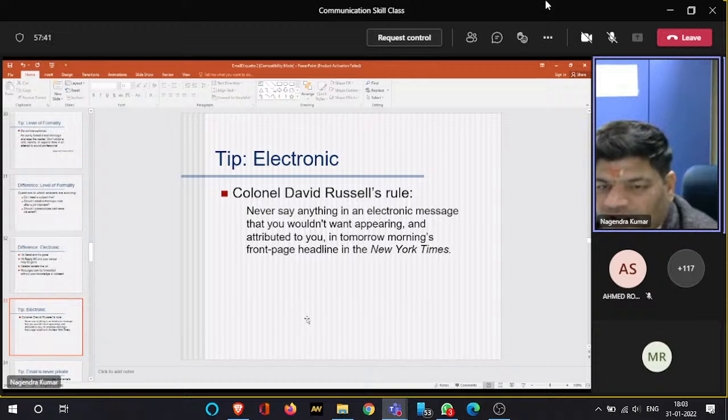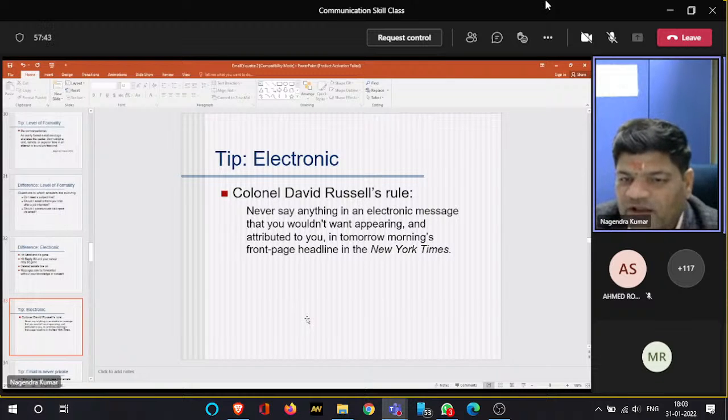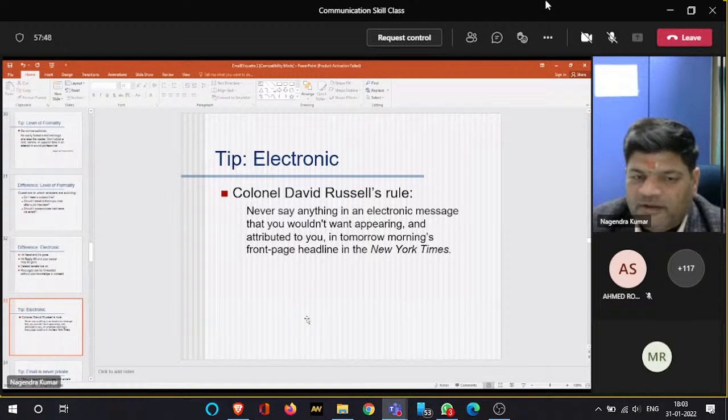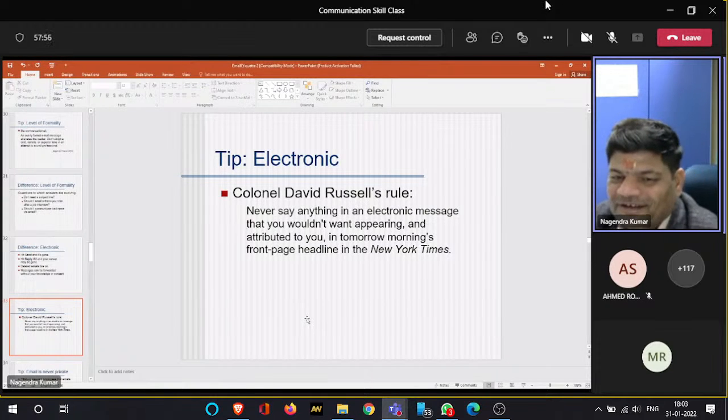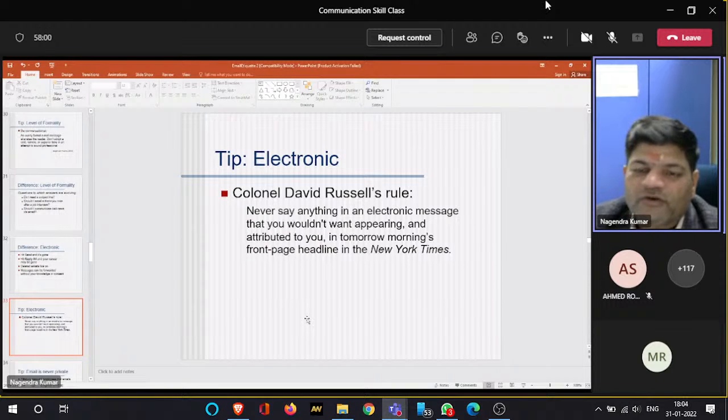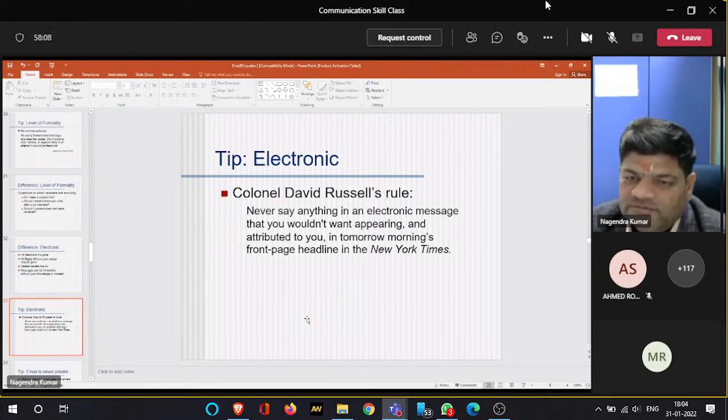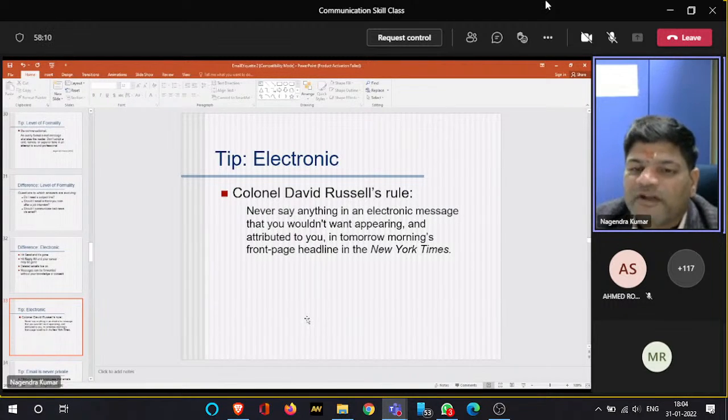Colonel David Russell's rule is never say anything in an electronic message that you would not want appearing and attributed to you in tomorrow morning's front page headline in the New York Times. So friends, that is the problem. Once it gets out of your hand, it goes out forever and can create a huge uproar and can damage you out of proportion. So you need to understand that.